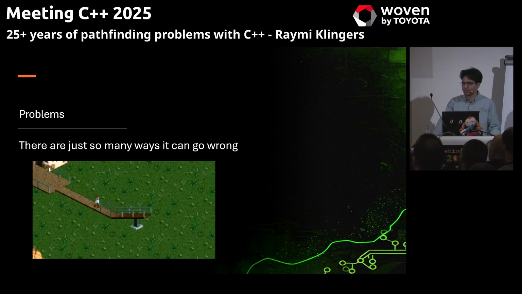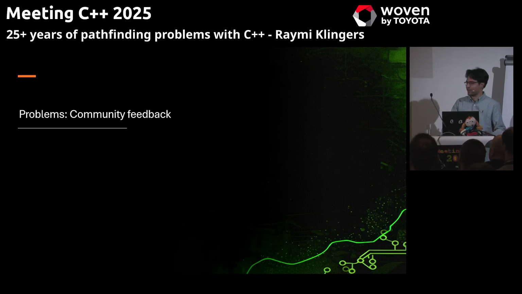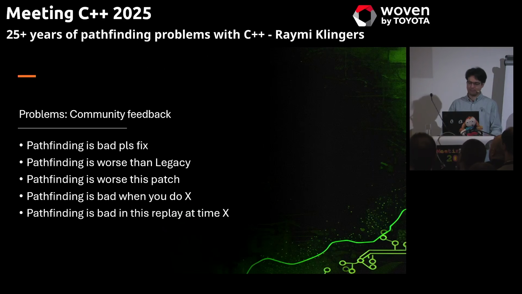All right, problems. There's so many ways things can go wrong in pathfinding, especially in Age of Empires. Starting with the community feedback, that's the stuff that we need to work with. That's the feedback that we get from our users. Unfortunately, it's almost always negative. Yeah, they like to bash on the pathfinding a little bit, but rightfully so.